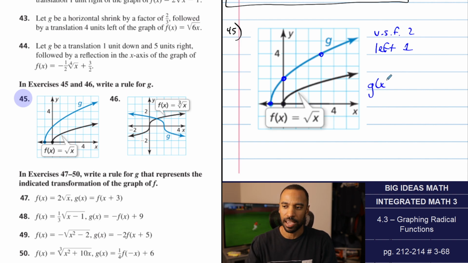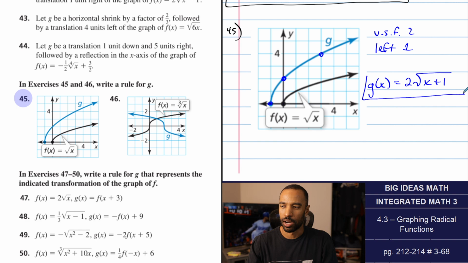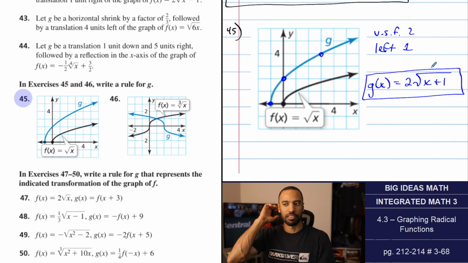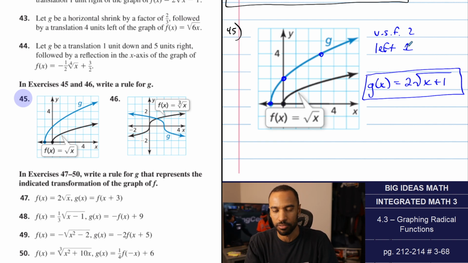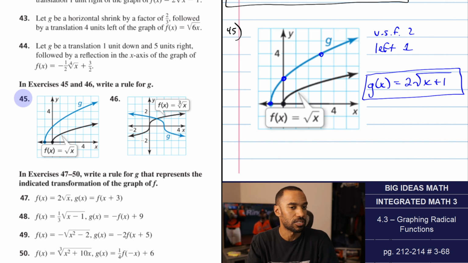So for me, G of x is 2 times the square root of x plus 1. 1 left means the x plus 1 is inside the function like that. That's the appearance of the graph to me. If I were to graph it, if I were to have that graph, that's the equation I'd have. That's the way I'm seeing it.